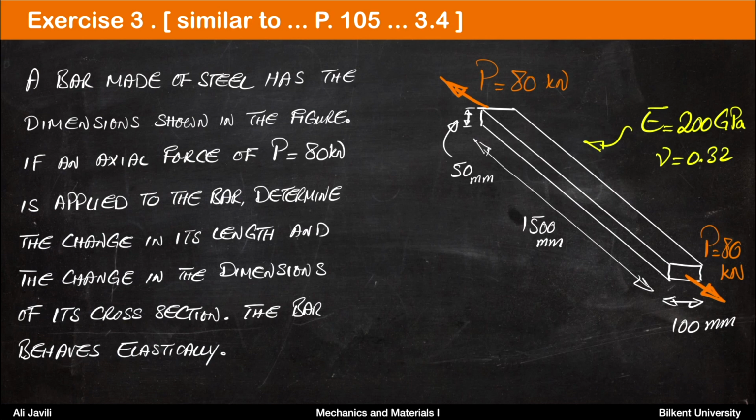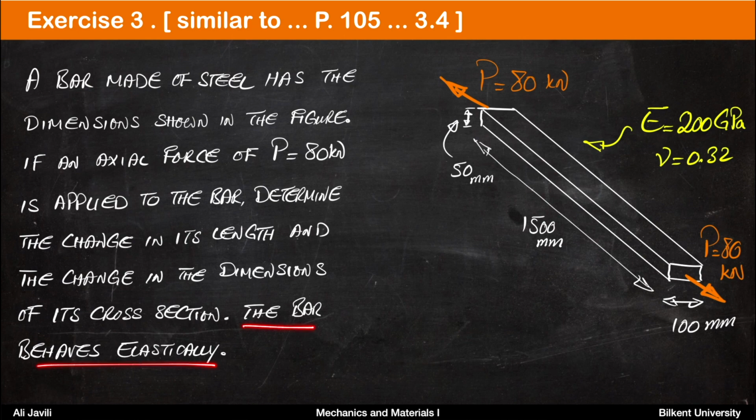The third and the last exercise today is similar to problem 3.4 on page 105 of the book. A bar made of steel has the dimensions shown in the figure. So it's 1500 millimeter in length, 100 millimeter wide, and 50 millimeter is the height. If an axial force of 80 kilonewton is applied to the bar, determine the change in its length and the change in the dimensions of its cross section.